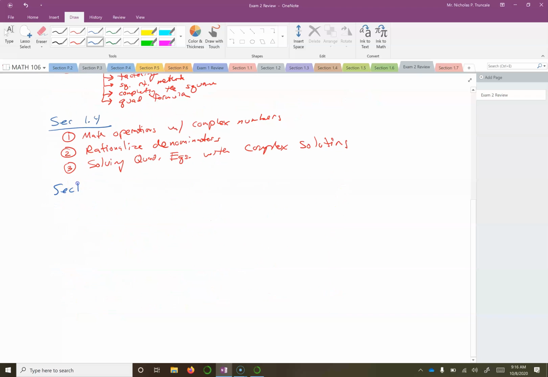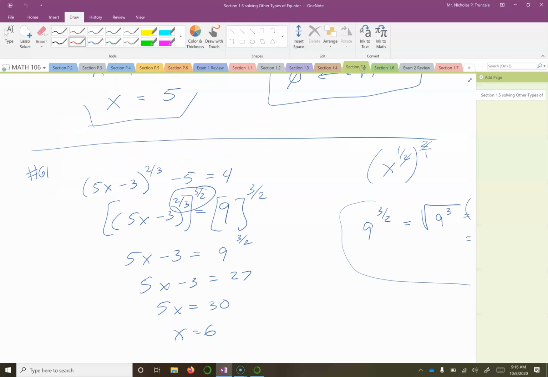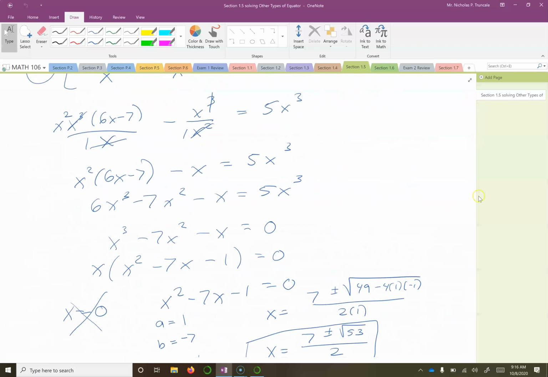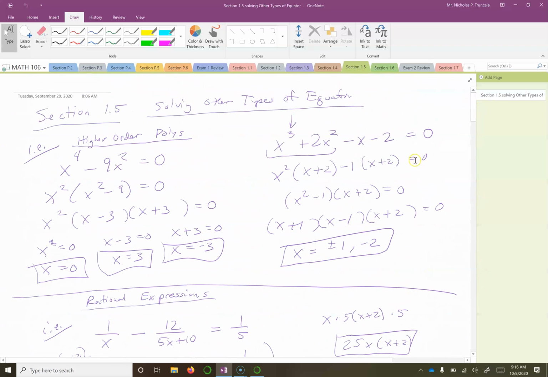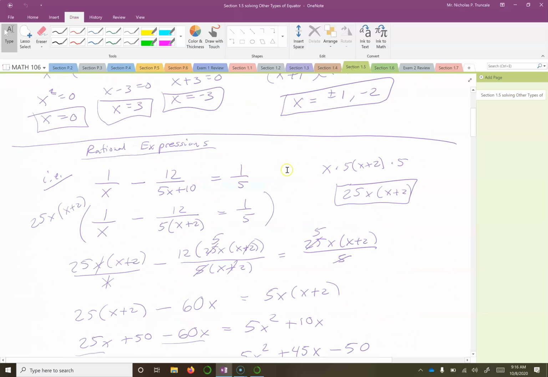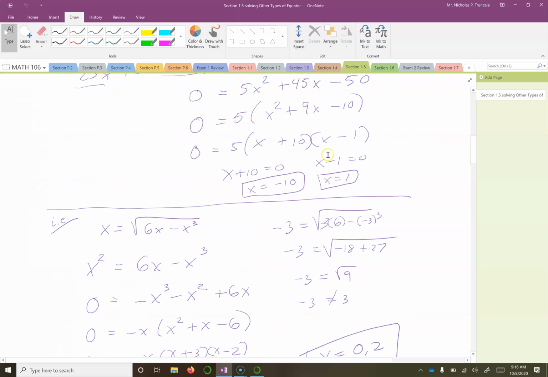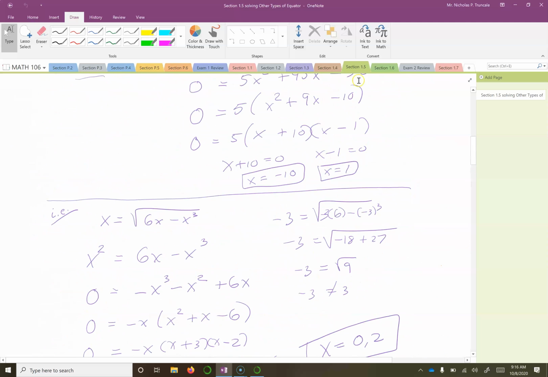section 1.5, this is sort of a mishmash of equations we haven't solved just yet. So what do we have here? Okay, so higher order polynomials, that's one type. Then more rational expressions. So let me write those 2 down.